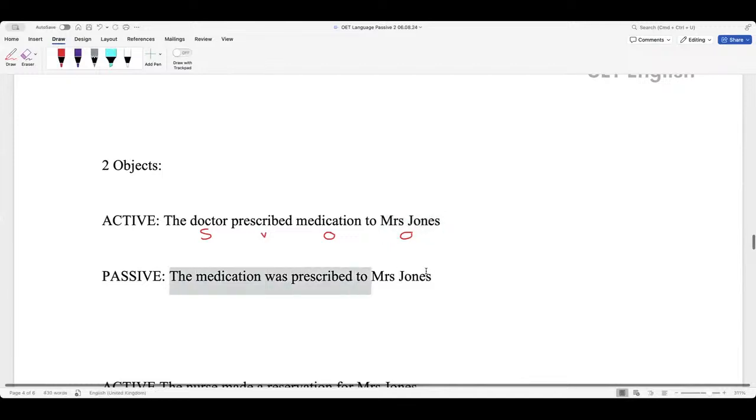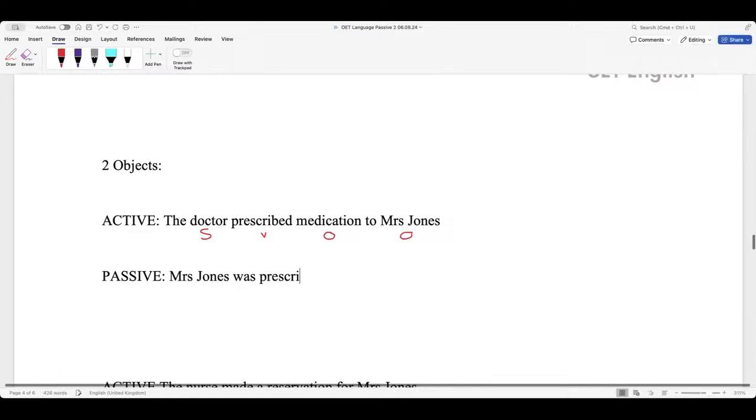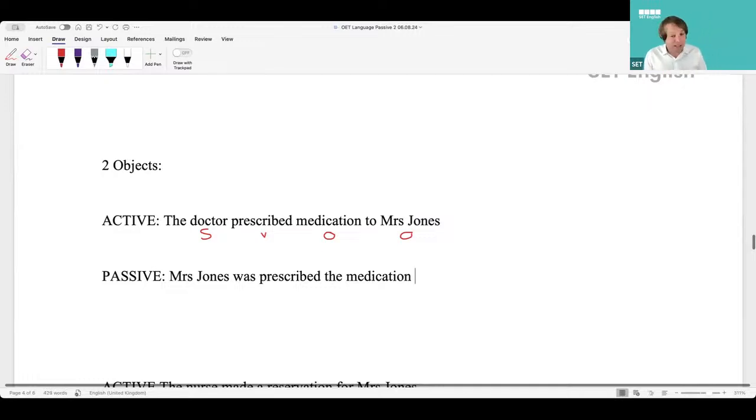Can I start with the other one? Mrs. Jones was prescribed the medication. Does it make sense? Yes. Okay. Now sometimes you can choose both, but sometimes not. Sometimes it doesn't make sense if you start with the wrong one. And today we will practice. But let's go back.